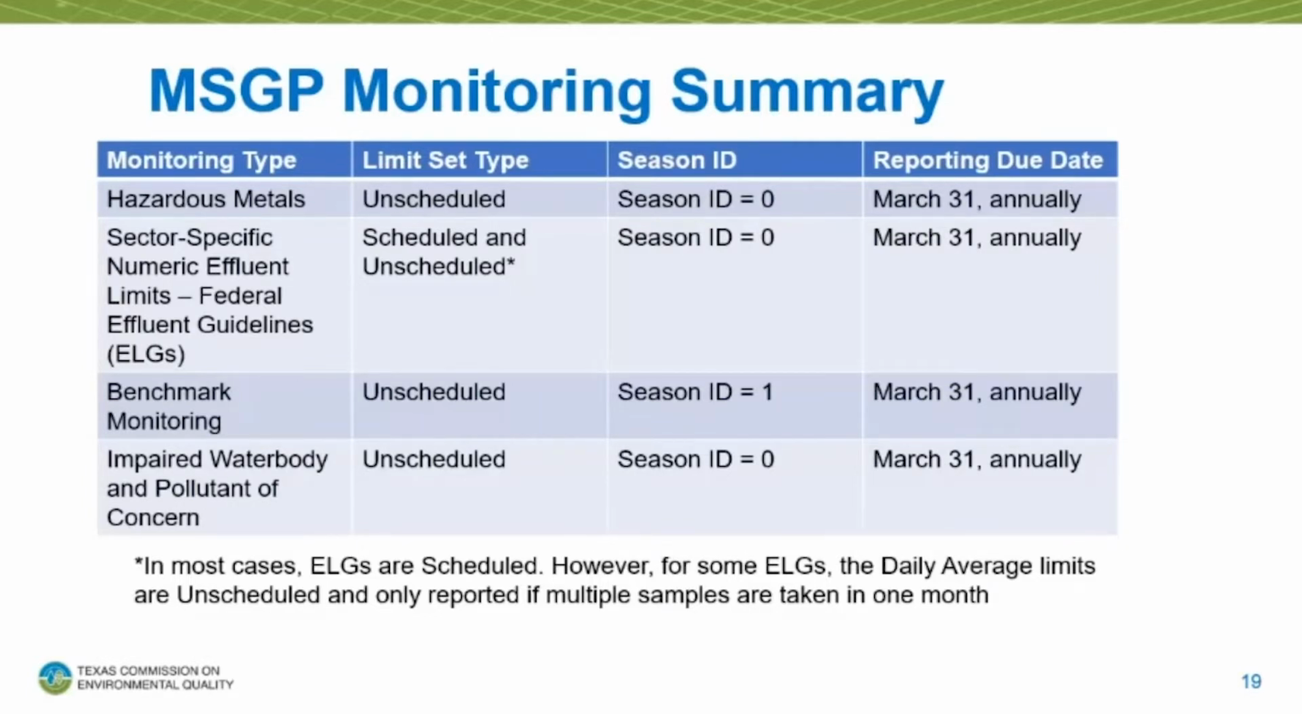And then the impaired water body and pollutant of concern, again, are going to show up as unscheduled with a season ID of 0, just because they're not the benchmark. The purpose of the season ID is just to help you find your benchmarks and make it really obvious to you which ones are your benchmarks. Okay, so now that we've gone over the monitoring types, we'll just dive into some examples.